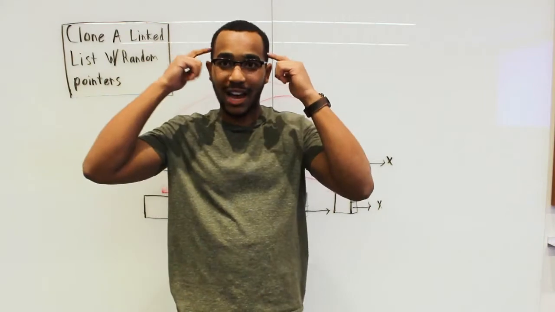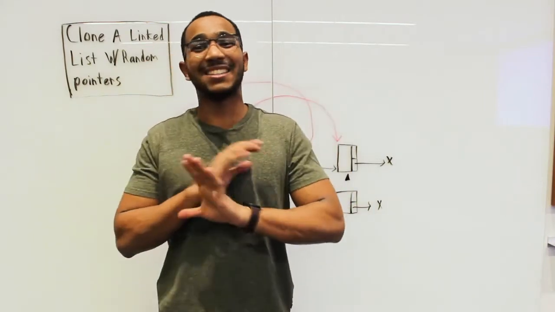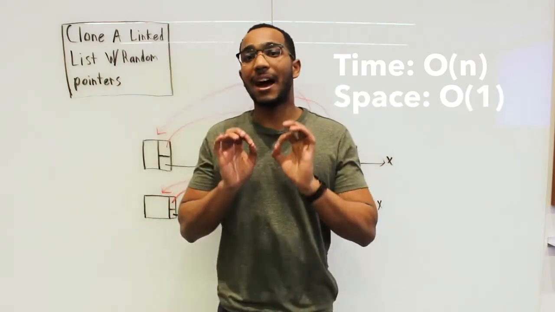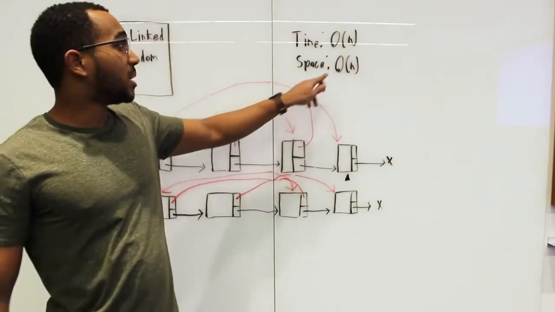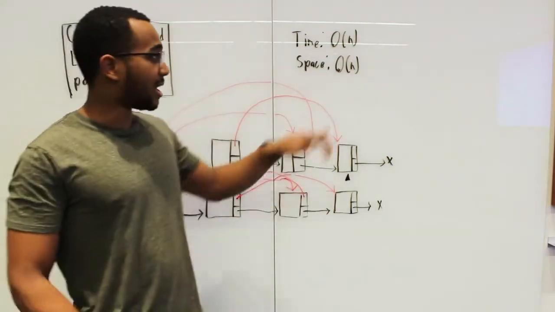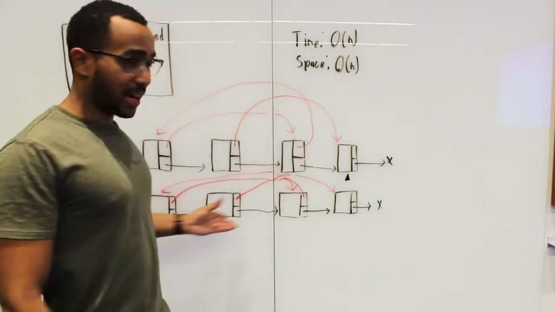We just need to keep track of how we're rewiring pointers. It is nothing more than that. We're going to spend linear time and do constant space. So now, remember, this is going to be linear in time because we're going to spend linear time going through the original list, and linear in space because we're going to be storing n mappings.